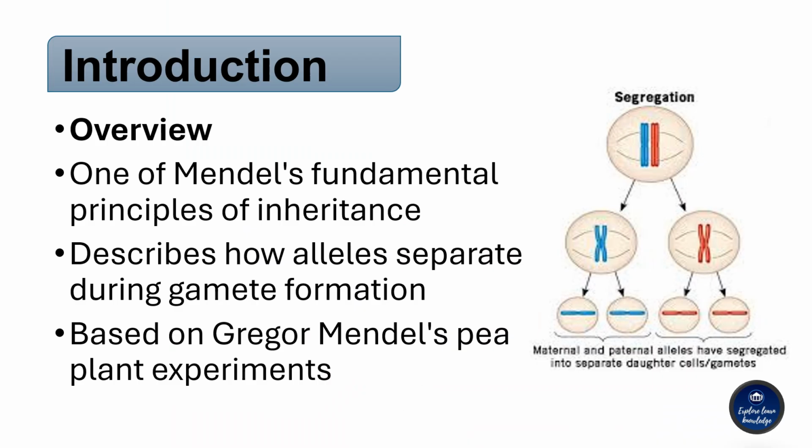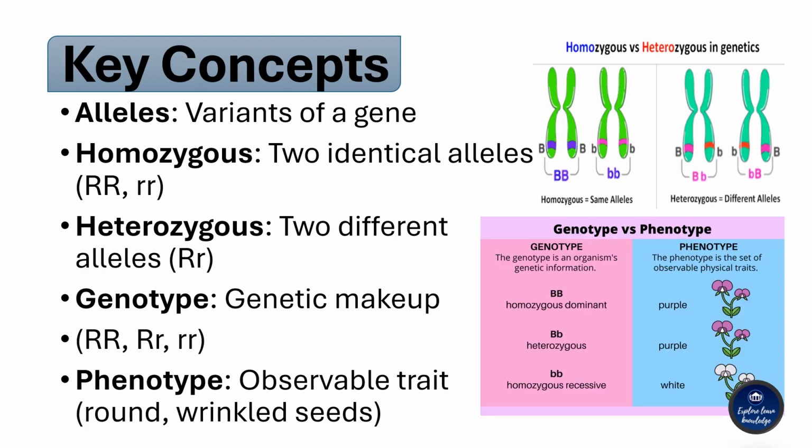Mendel's law of segregation explains how alleles, which are different versions of a gene, separate during the formation of gametes, the reproductive cells such as sperms and eggs. This law forms the foundation of classical genetics, helping us understand how traits are passed from one generation to the next. To understand Mendel's law, we need to familiarize ourselves with a few key concepts.